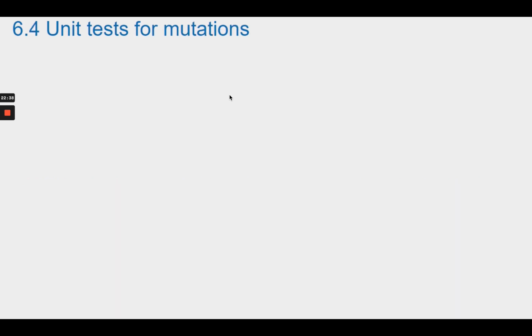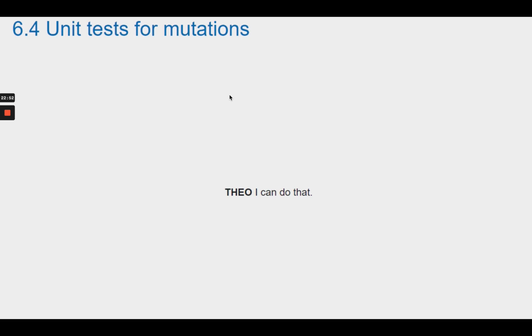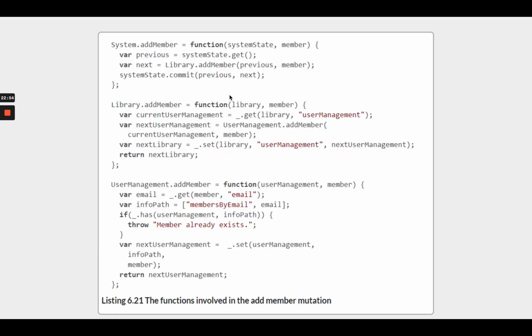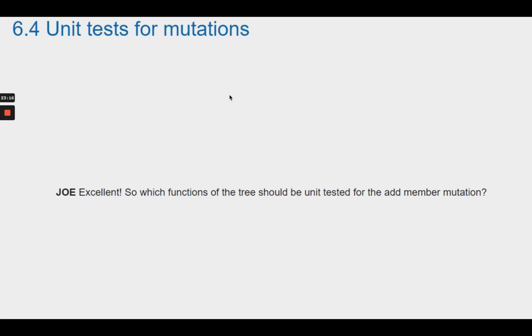Section 6.4. Unit tests for mutations. Joe: Before writing unit tests for the addMember mutation, let's draw the tree of function calls for system.addMember. Theo: I can do that. Theo takes a look at the code for the functions involved in the addMember mutation. He notices the code is spread over three classes: system, library, and user management. Theo grabs another napkin. Drawing the tree of function calls for system.addMember is now quite easy. See figure 6.5.